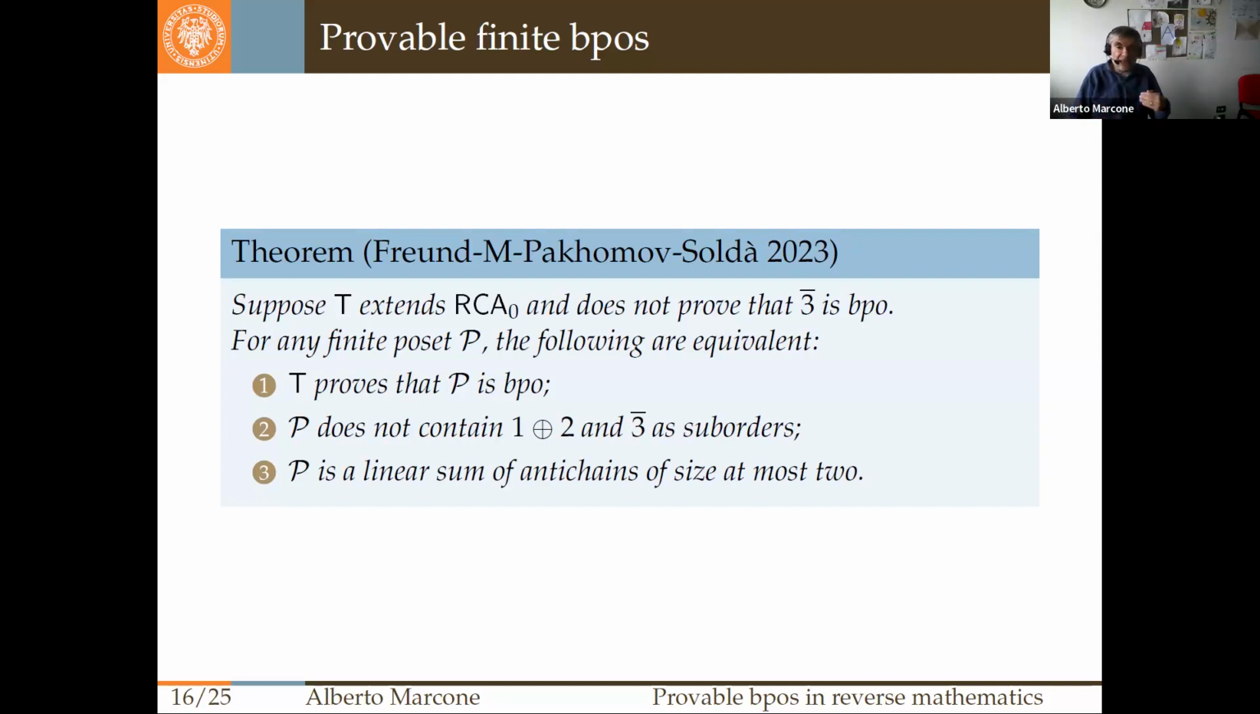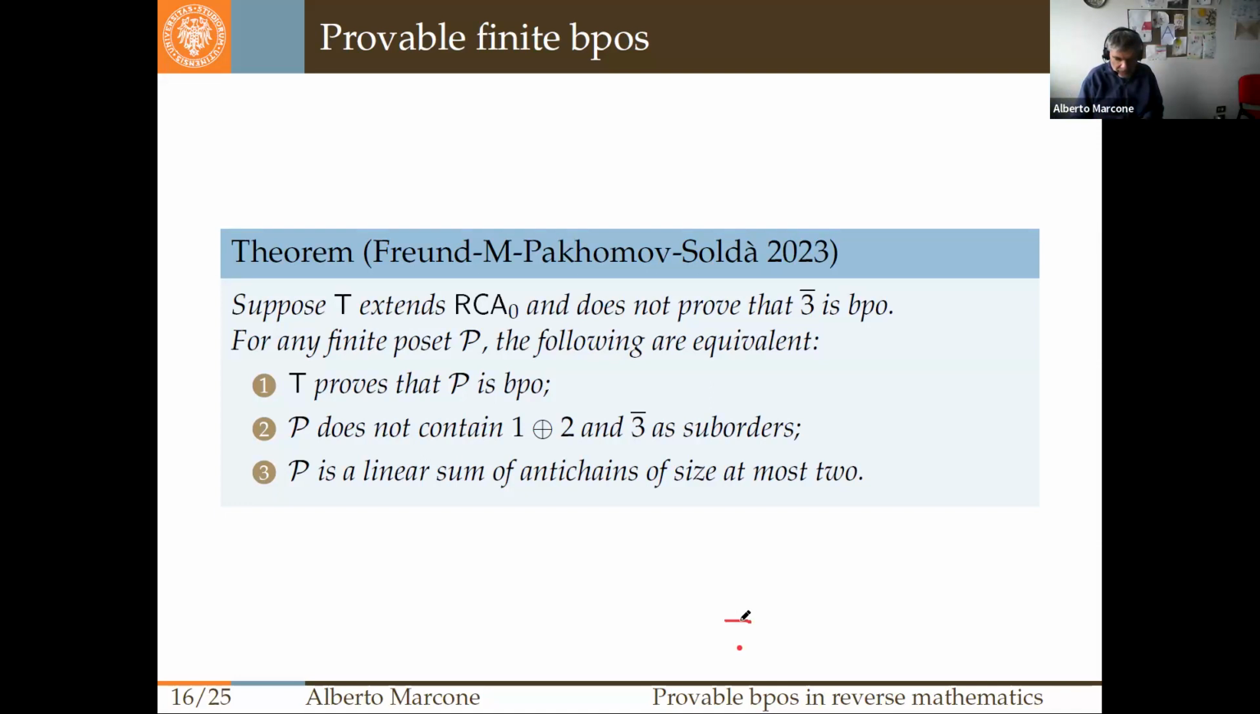And this is the case exactly when P is a linear sum of anti-chains of size at most 2. Here I can talk about a linear sum because P is finite, so the sum I'm doing is finite. Linear or well-ordered is the same thing. So I'm just saying it's a linear sum. So essentially here, T will be able to prove that a finite poset is a well partial order if and only if it is a sum of things like 1, 2 bar, 2 bar, maybe another 1, 2 bar, all put in a linear way like that.